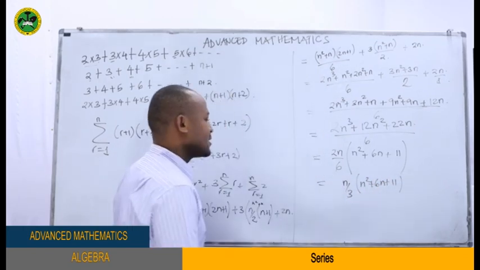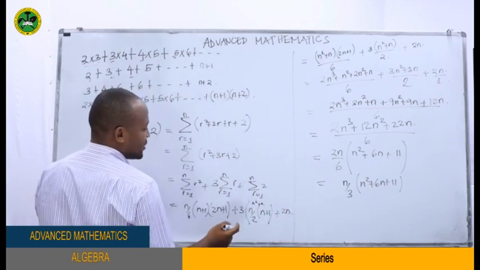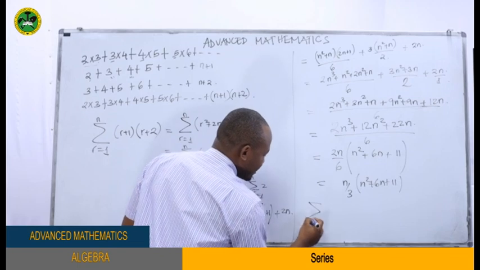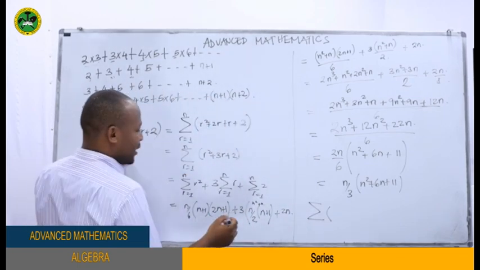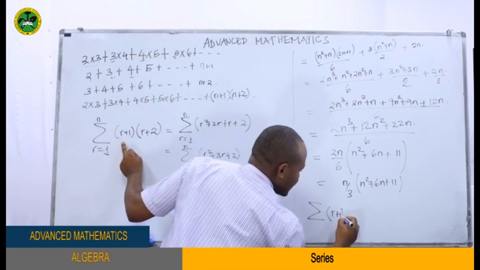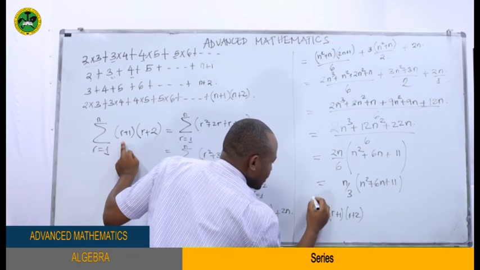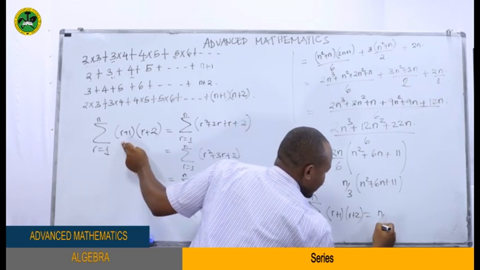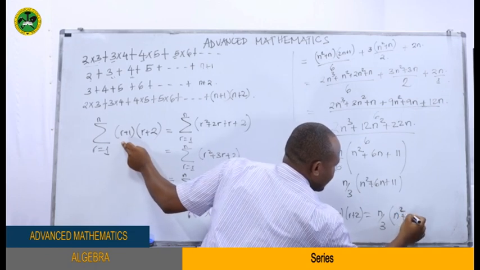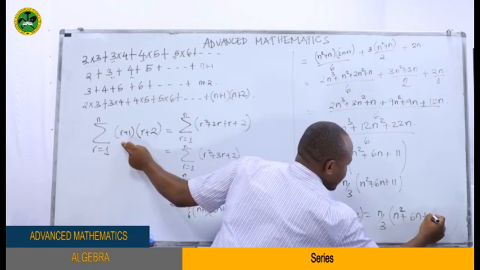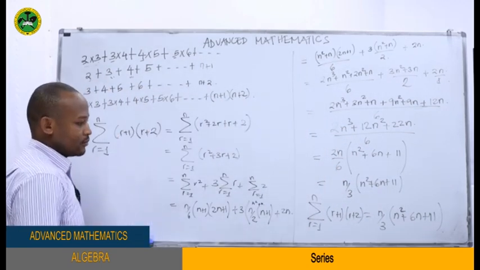And if that has factors, then you can write it in terms of factors, and that will be the sum to that series. Now let's conclude. That means the summation of (r plus 1)(r plus 2), from r equals 1 to n, is equal to n over 3 times (n square plus 6n plus 11). So that is how we can sum that series.